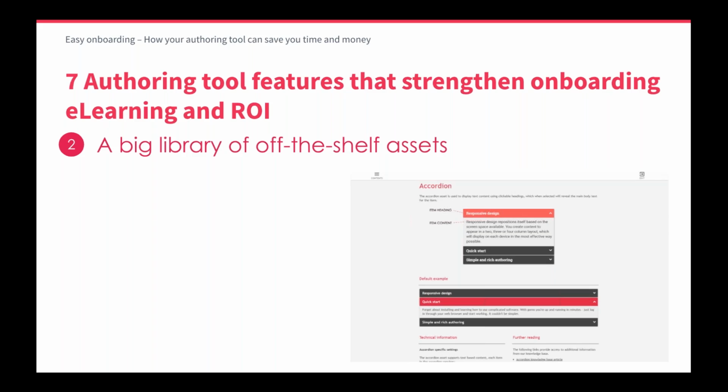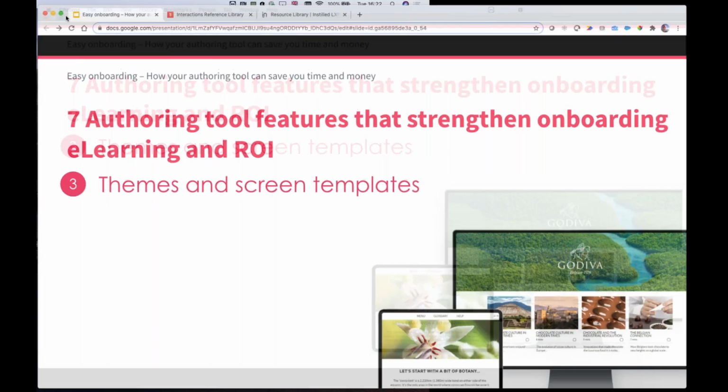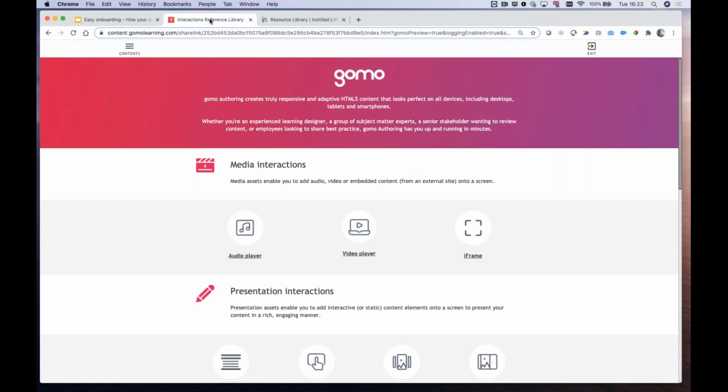One thing that I'd like to show here, just moving my screen, is what I mean by a wide range of rich interactions. This is what we call the Gomo Interactions Reference Library. It's just a Gomo course, which we put together to show the range of things available. It's a really useful starting point for our Gomo customers when they're considering, in terms of the learning design, what things are already built into Gomo that they can use.